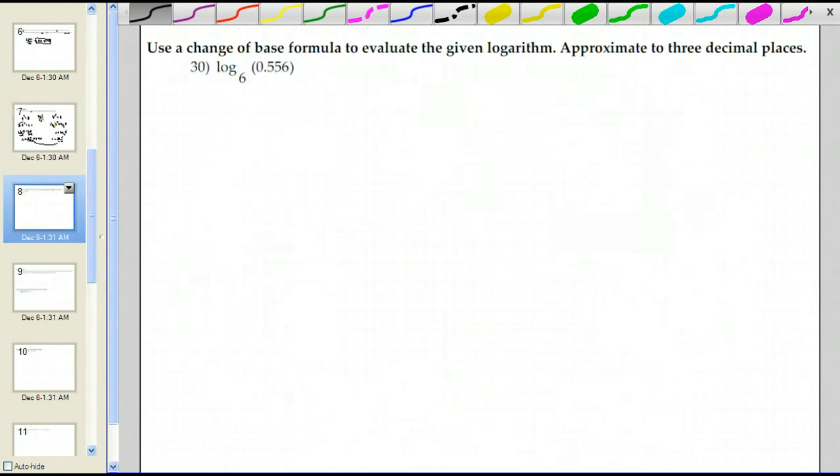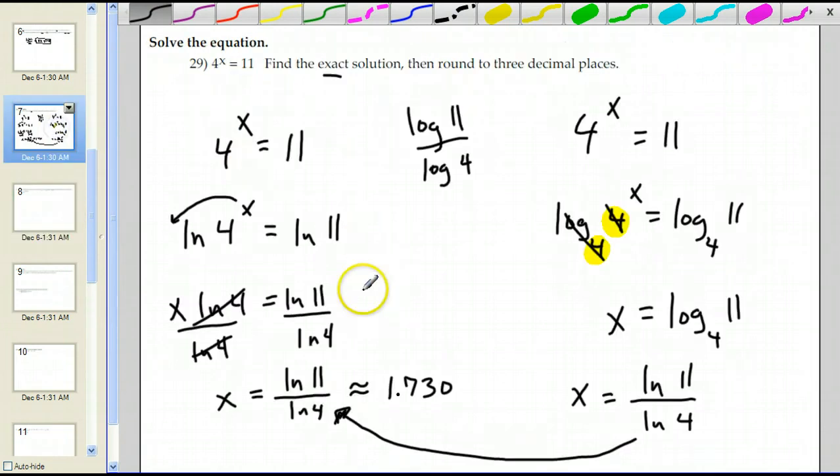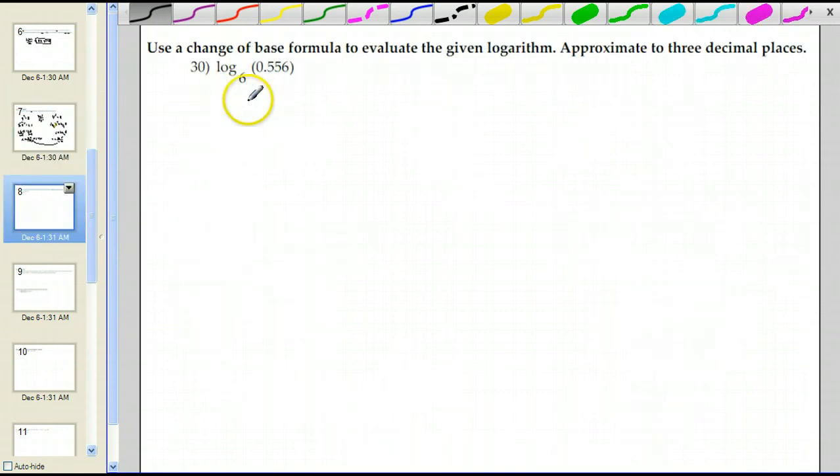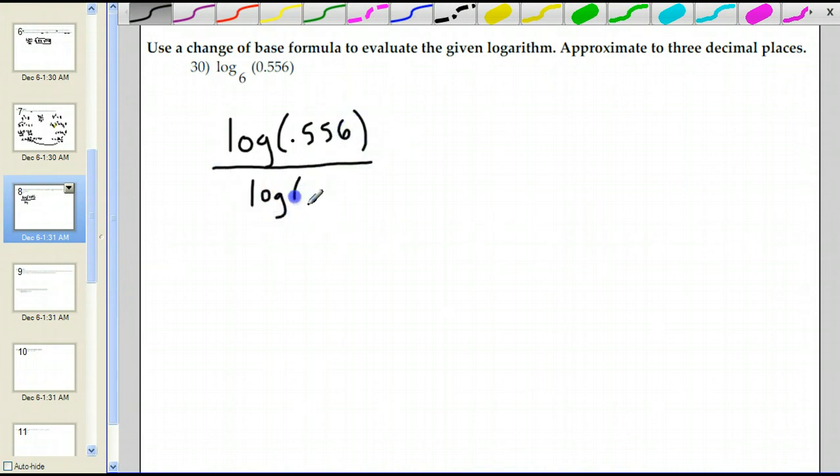Alright, on number 30 we're going to use the change of base form to evaluate this. That's basically the same thing we did right here at the end. I'm sorry, right here was a change of base form, when we have a log in one base and we go to another base. So this was a base 4 log and we changed it to base e, or the natural log. So the same formula we're going to use here. You take the log or the natural log of the original input, so 0.556, and you divide it by the log of the original base, which was 6. Alright, and that gives us an approximation of what this is.